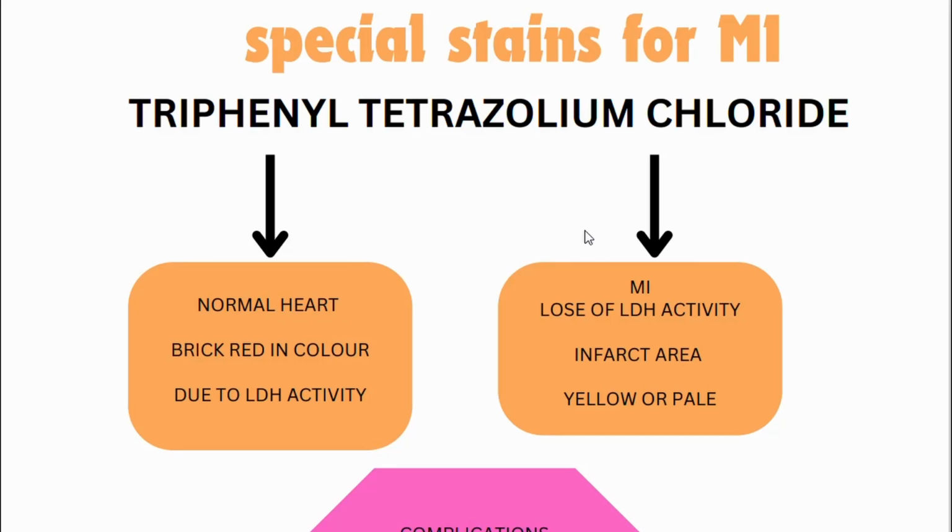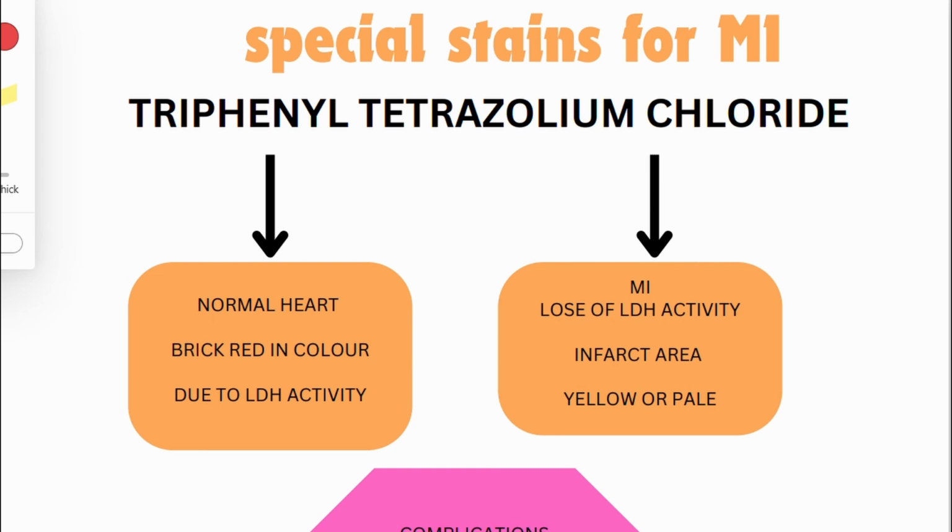So in the last class we dealt with the basic circulatory system, layers of the heart, and cardiac failure. So today in this class we are going to discuss some special topics which are very important for your NEET preparation. The first one is special stains for myocardial infarction.